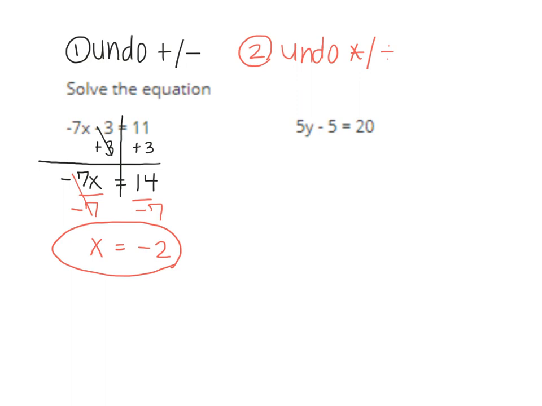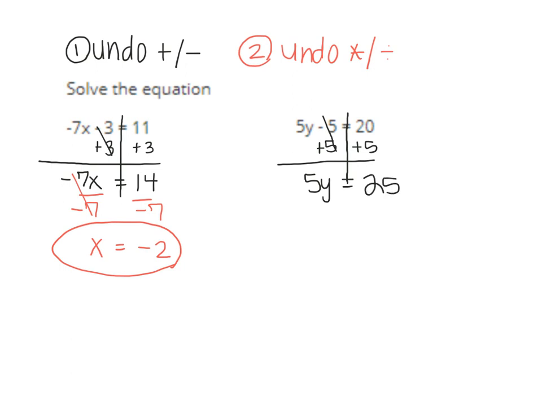For the next problem, I see 5y minus 5 is equal to 20. Again, I will start off by showing any addition or subtraction. Since I see minus 5, I will show plus 5 to both sides. The minus 5 plus 5 will cancel out, so all that's left is 5y is equal to 25.